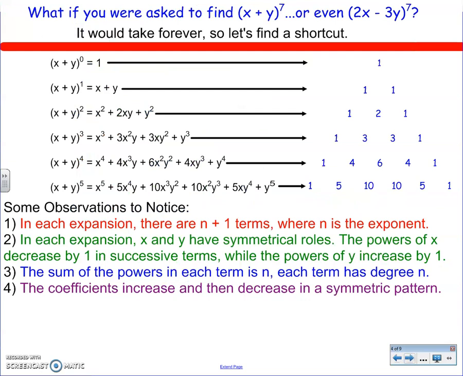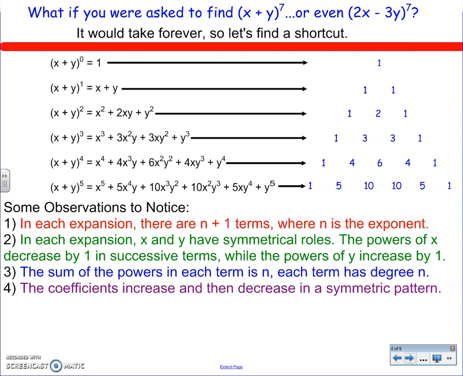So what if I asked you to do x plus y to the 7th power? Would you write it 7 times, FOIL, combine, multiply, and just keep doing it? It's going to be really long. Or even if I had numbers inside, 2x minus 3 all to the 7th power, it'd take forever. So let's find the shortcut.